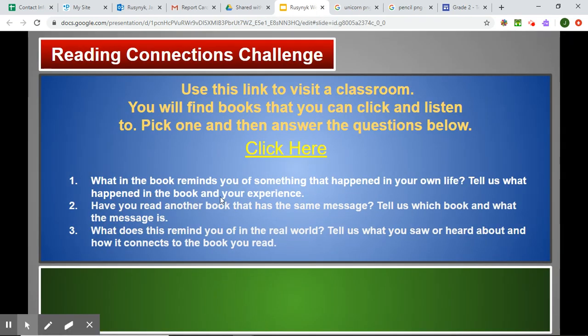What in the book reminds you of something that happened in your own life? Tell us what happened in the book and your experience. Have you read another book that has the same message? Tell us which book and what the message is. What does this remind you of in the real world? Tell us what you saw or heard about and how it connects to the book you read.